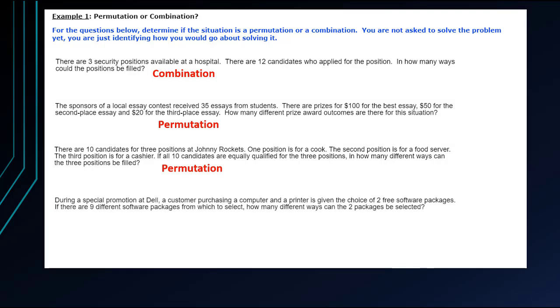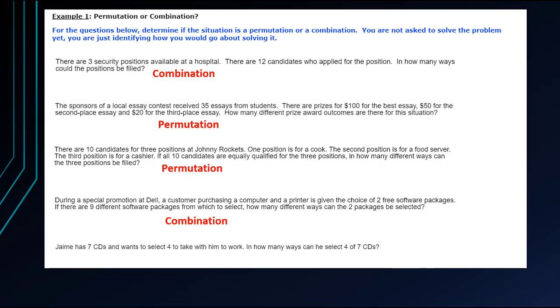During a special promotion at Dell, a customer purchasing a computer and a printer is given a choice of 2 free software packages. If there are 9 different software packages from which to select, how many different ways can the 2 packages be selected? Now here, I'm just choosing 2 packages, and it's really unrealistic for me to pick the same thing twice. Like, if I want Microsoft Office twice, I can only install it once. So this is more of a combination, because it doesn't matter which order they were chosen or which order they're given to me. I just got them both, so that's all that matters.